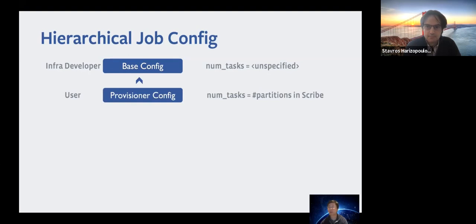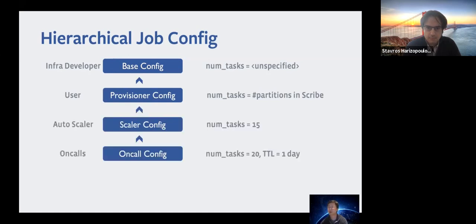The scaler config is updated by the autoscaler whenever it decides to adjust a job's resource allocation based on the workload and the current resource usage. Finally, the on-call config is used by on-call when human intervention is needed to solve an ongoing service problem. Those configs are exactly the same format, and they are ordered by priorities. On-call config has the highest priority. We can also set an expiration time for the on-call overrides if needed. Each actor will update their corresponding config, and the final job's spec is generated on the fly. We'll take a look at how it will be used a little bit later.